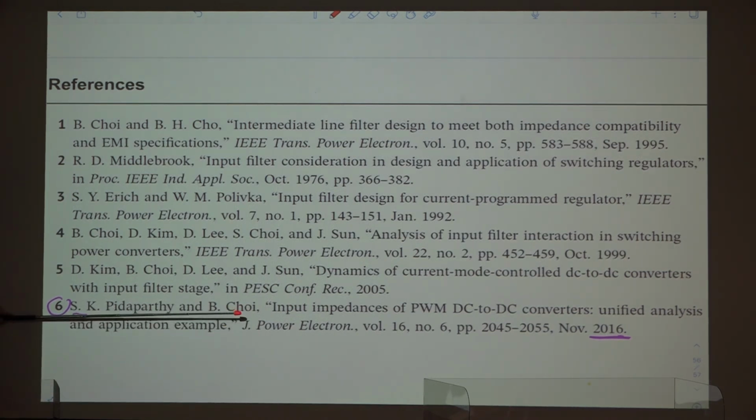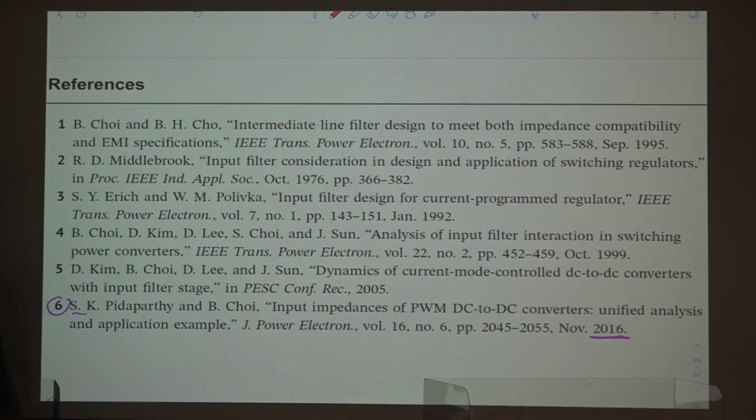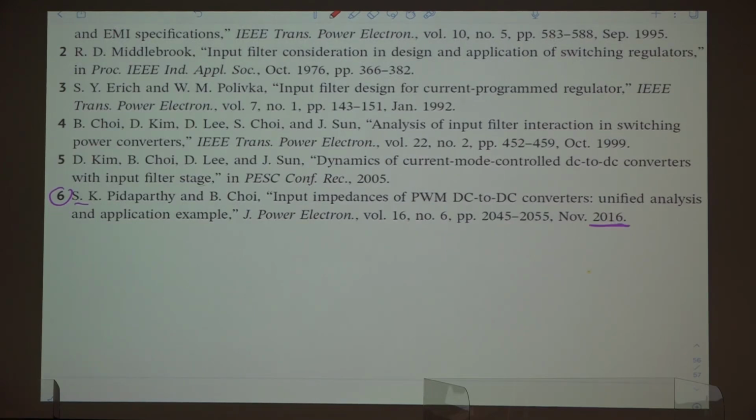And this is the paper I was mentioning. In this paper, my student and I documented the characteristics of the input impedance of 3 different converters with 2 different control schemes. So that is also important. This is the end of chapter 11, and the next one is chapter 12, the design of DC power distribution systems. We'll finish that, which will be the end of your semester, and also the end of my teaching here.